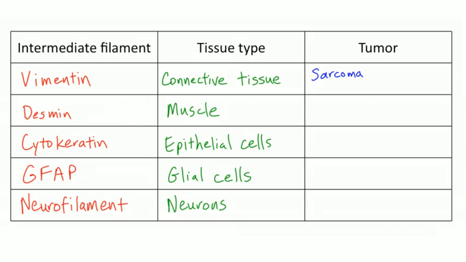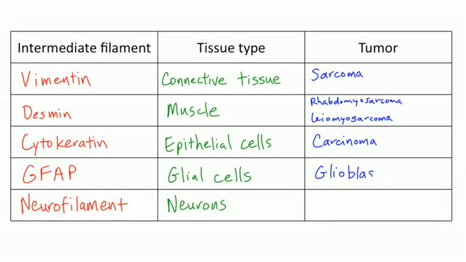The next one is desmin. We said that was found in muscle tissue, so you can think about muscle tumors, such as a rhabdomyosarcoma and also a leiomyosarcoma. The next one is cytokeratin, which is seen in epithelial cells. And this was a big one for carcinoma. The next one is GFAP, which is seen in glial cells, so you can think about glial tumors like a glioblastoma. And our last one, neurofilaments, obviously seen in neurons. You can think about neural tumors like neuroblastoma and also the primitive neuroectodermal tumor.